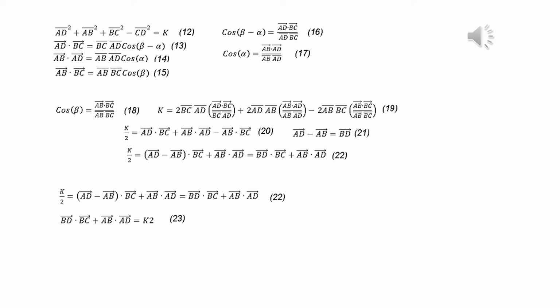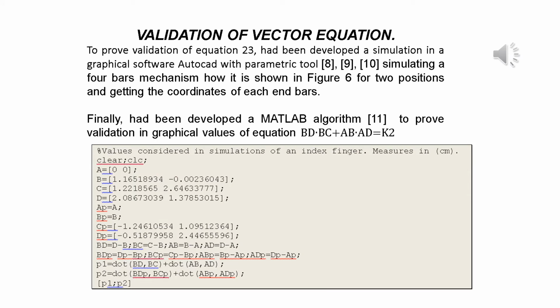Here you can see how Freudenstein's equations number 1 and number 2 can be translated into a final vector equation 23. To prove the validity of equation 23, a simulation was developed in the graphical software AutoCAD with the parametric tool, simulating a 4-bar mechanism, as shown in figure 6, for two positions and getting the coordinates of x and y for the bars. Finally, a MATLAB algorithm was developed to prove the validity of the graphical values of equation 23.